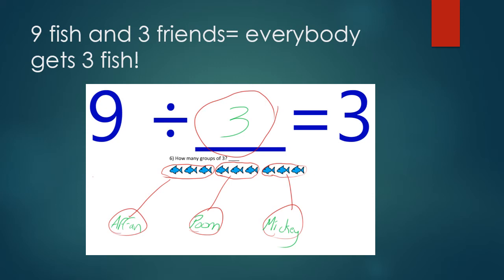I got some hungry friends. I asked Afan, Poom, and Mickey, hey guys, let's go eat some fish. They went to a fish restaurant and ordered 9 fish. So, how many do they get to eat? Look at the green color writing. Afan, Poom, and Mickey all get 3 fish.